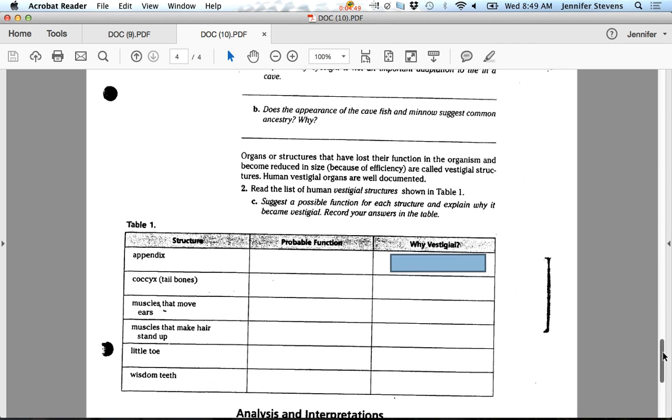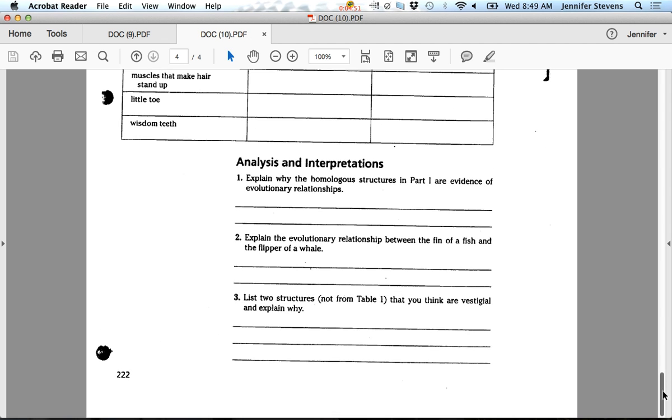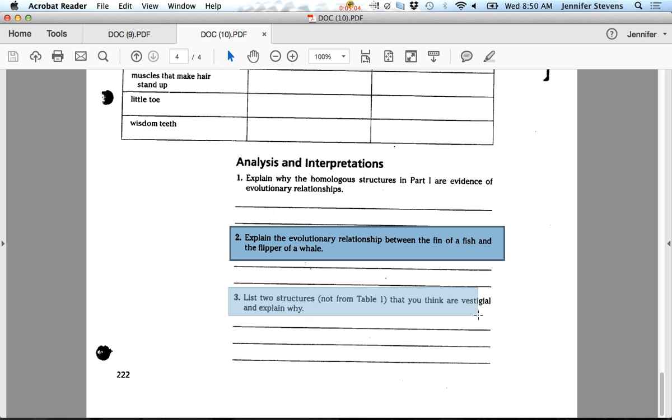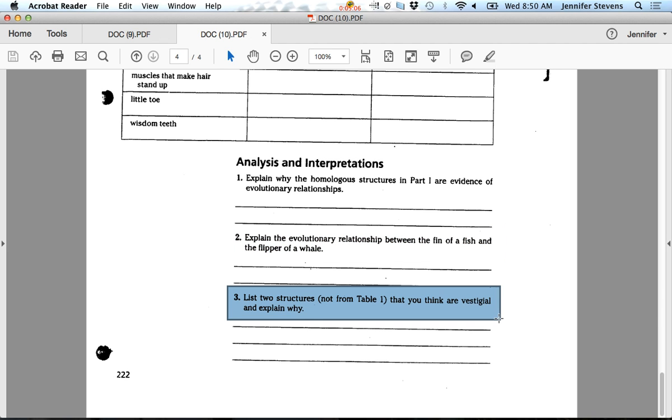Then you've got some analysis and interpretation questions, one on homologous structures from part one and one on analogous structures from part 2. And then you have to list 2 structures that are not on table 1 that you think are vestigial, and you have to explain why. Okay, so hopefully this is a pretty simple lab, although it is one that makes you think, and you should not rush through it because you will not do well if you rush.